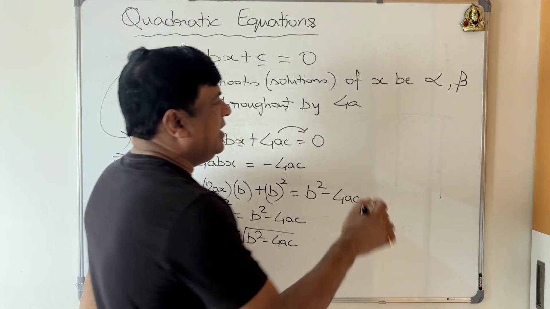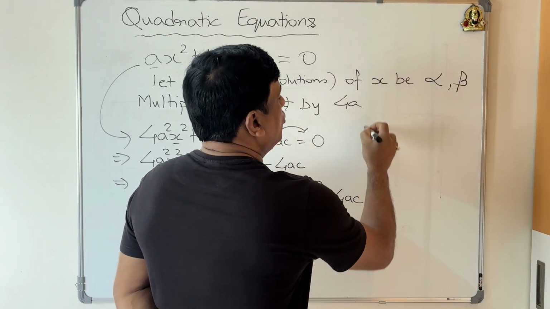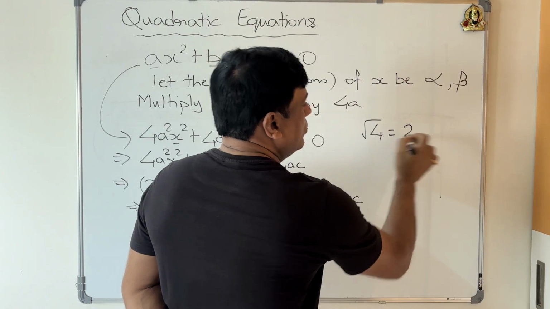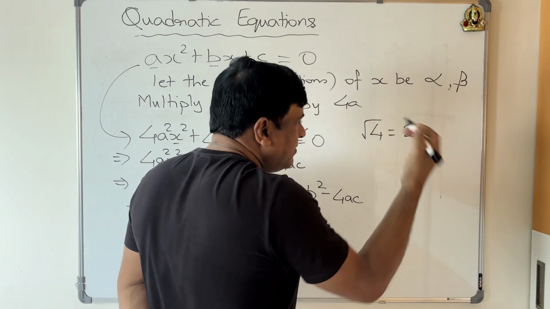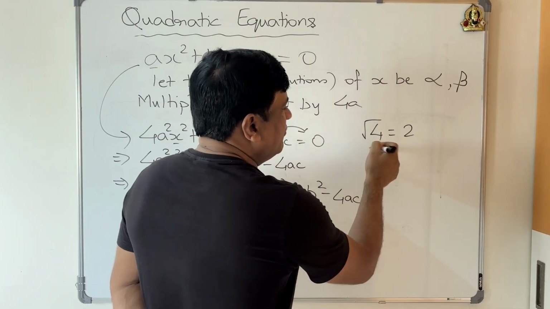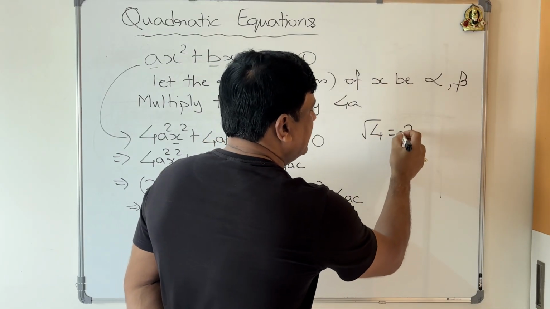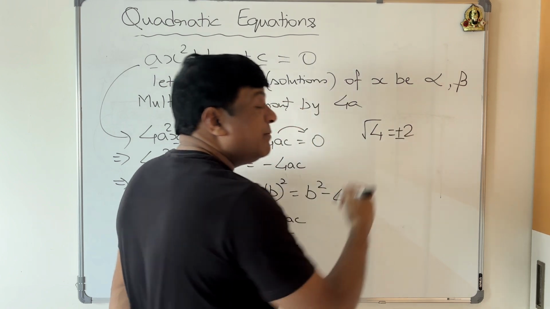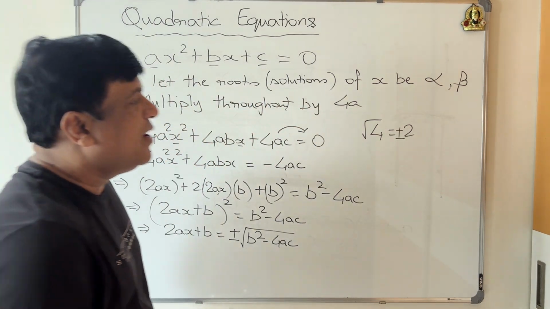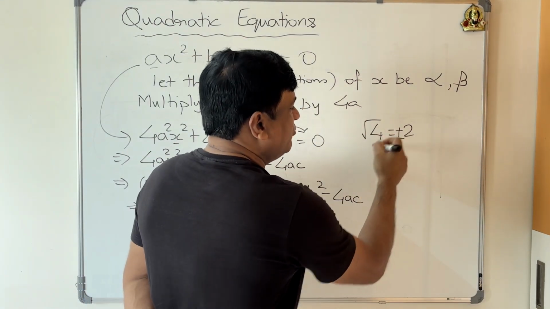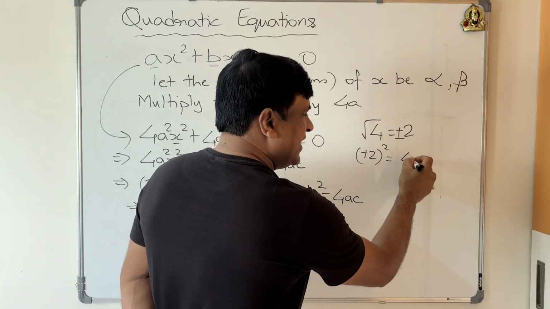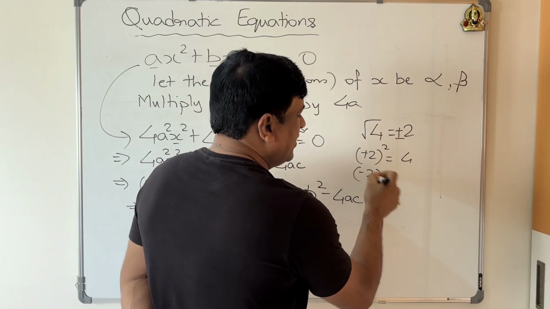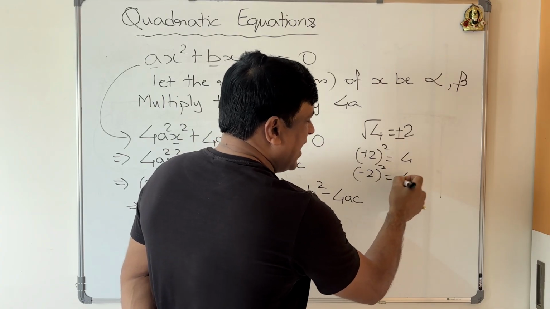For example, till now you might have learned that root 4 is 2. That is what you would have learned till now. But normally in the mathematical world, root 4 is both plus and minus 2. Both satisfy this. Why do they do that? Because if I square plus 2, I get 4, and if I square minus 2, I still get 4.